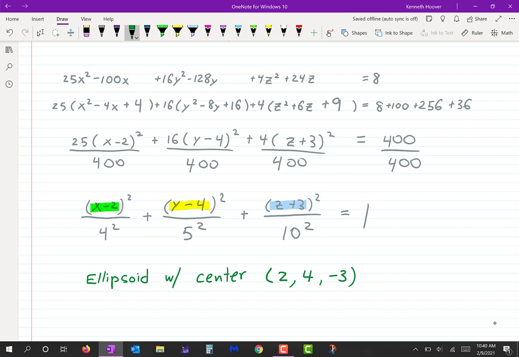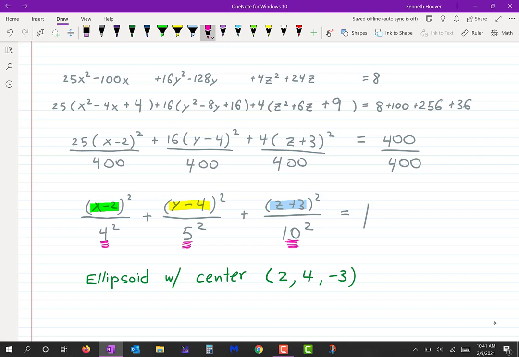And it doesn't ask us this, but let me just tell you what the numbers on the bottom tell you. 4 is the radius at the widest part in the x direction. So that means the width in the x direction is 8. This 5 tells you the radius at the widest part in the y direction is 5. So the width in the y direction is 10. And this 10 tells you the radius at the widest part in the z direction is 10. So the height of this ellipsoid is 100. Okay.